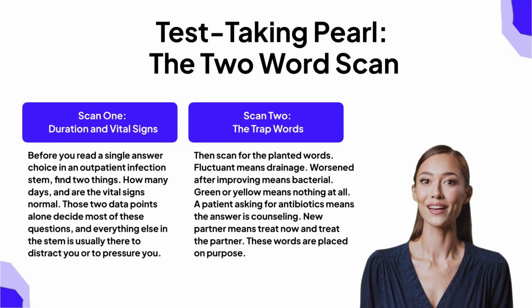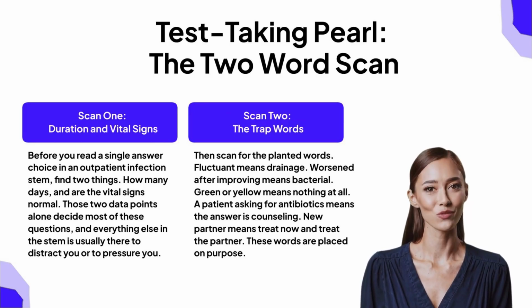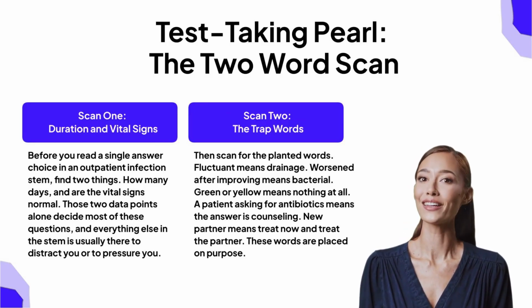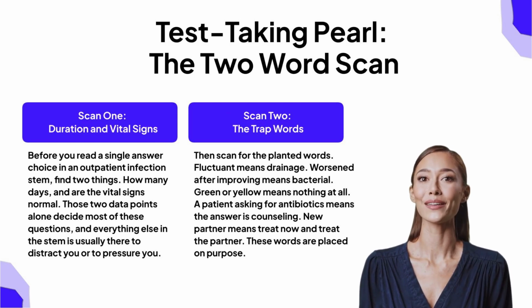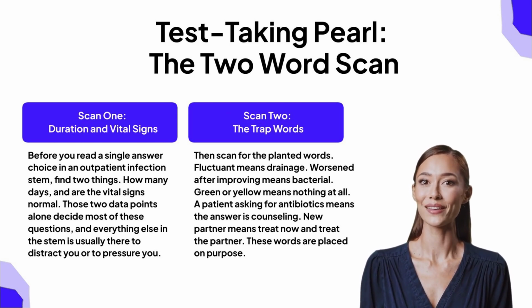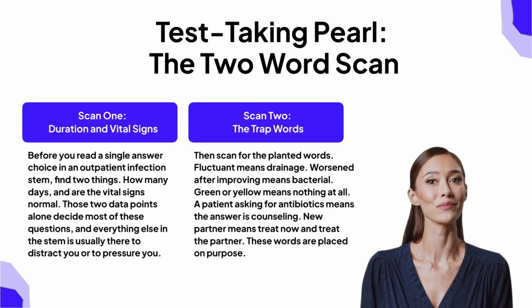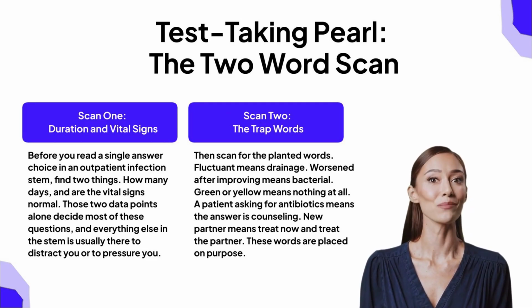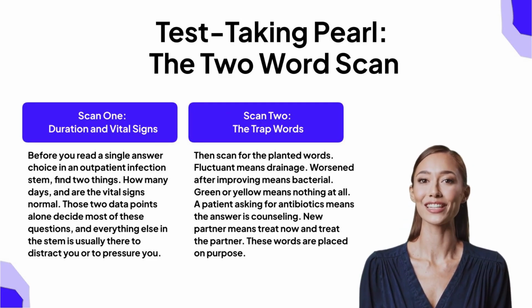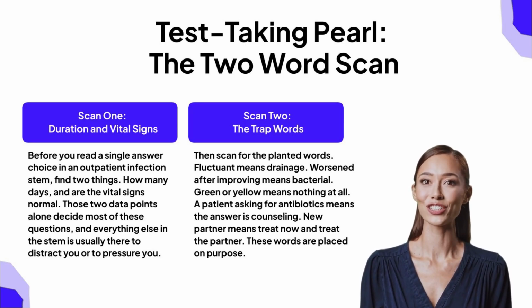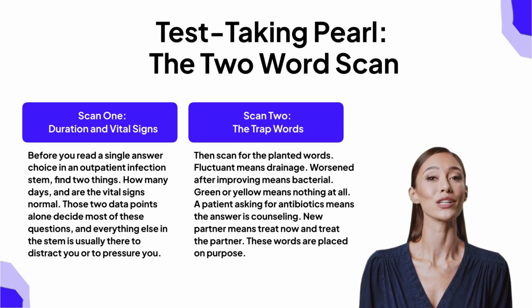Let us pull this together into one exam day pearl, the 2-word scan. Before you read a single answer choice, find 2 things. How many days, and are the vital signs normal? Those 2 data points decide most of these questions, and the rest of the stem is usually there to distract or pressure you. Then scan for the planted words.